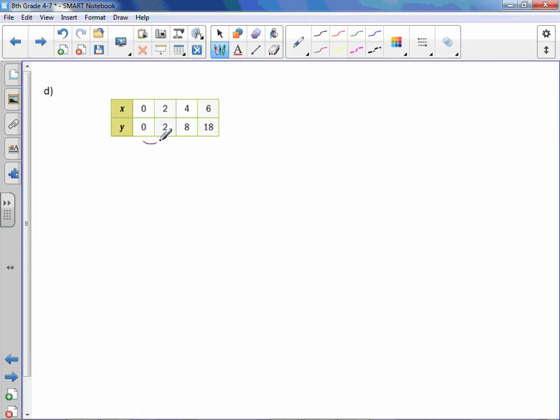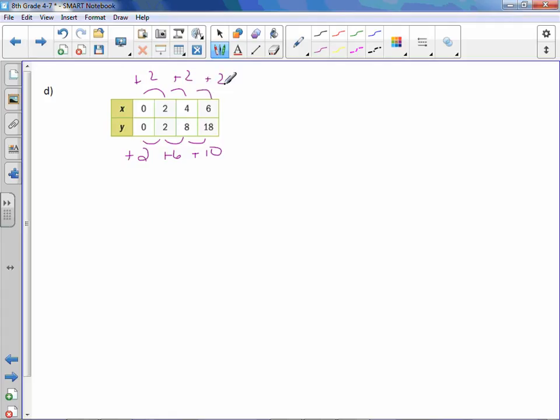Our y values from 0 to 2 is plus 2. From 2 to 8 is plus 6. From 8 to 18 is plus 10. X values 0 to 2 is plus 2. 2 to 4 is plus 2. 4 to 6 is plus 2.